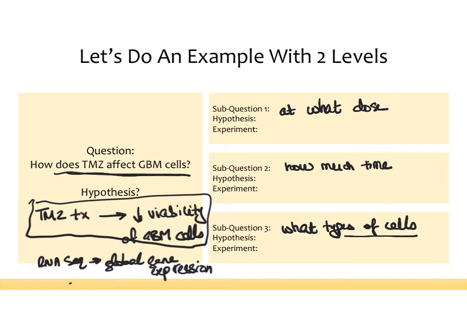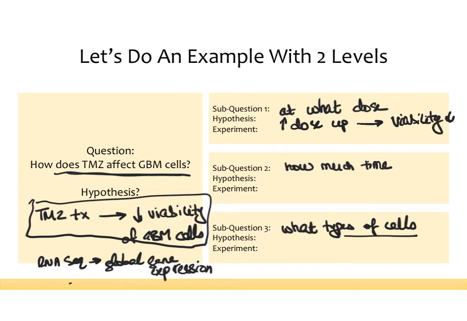So let's say that I said my overarching question was, how does TMZ treatment affect viability? And my sub-question for that is, specifically at what dose of TMZ treatment does cell viability get affected? So the hypothesis for this might be something vague to start with because I don't really know what the answer is. The hypothesis just might be, well, as the dose goes up, I expect that the viability will go down.